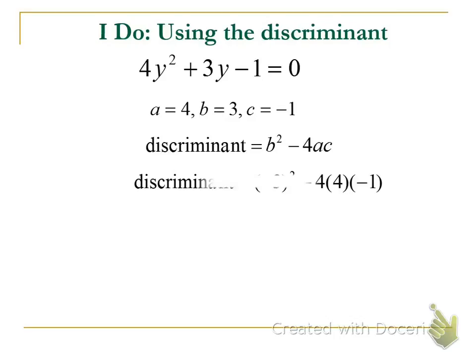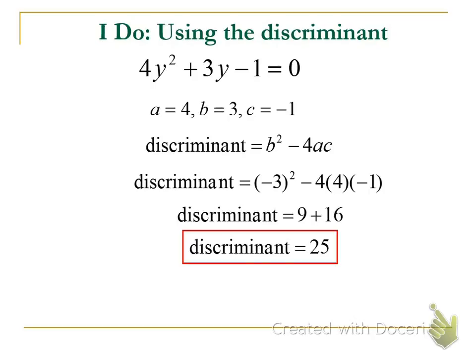So that's 3 squared minus 4 times 4 times negative 1. So that is 9 plus 16, which is 25. And if it is greater than 0, I know that I have two real roots. So because the discriminant is 25, if I were to solve that quadratic equation using the formula, I know that I should get two answers, two real solutions.